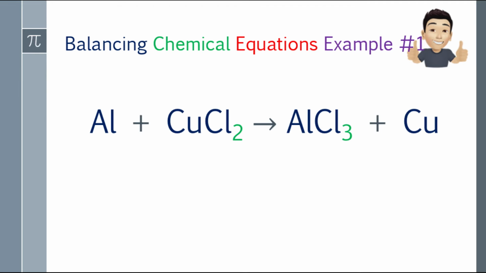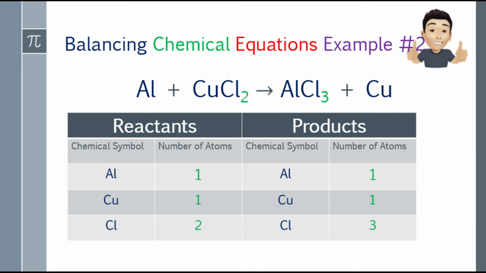Alright, so next example tayo. What if we have aluminum plus copper chloride is equal to aluminum chloride plus copper? So again, you have to construct a table with the reactants and products, number of atoms nila and chemical symbol. So we have the aluminum for the reactant side, that will be 1. Copper is 1, number of atoms. Chlorine is 2. Sa product side naman, aluminum is 1, copper is 1, chlorine is 3.